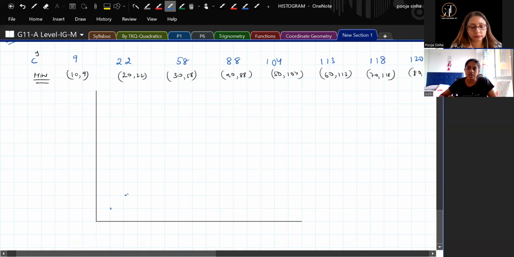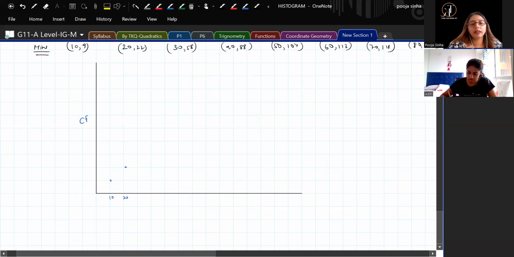And this is CF, and then this is what? Petrol, right? Cumulative frequency on this axis, and this is petrol. Just give me a moment, I'm writing this. Plotting of the graph is of 5 marks, and completing the table was just 1 mark. So 5 plus 1, 6 marks.